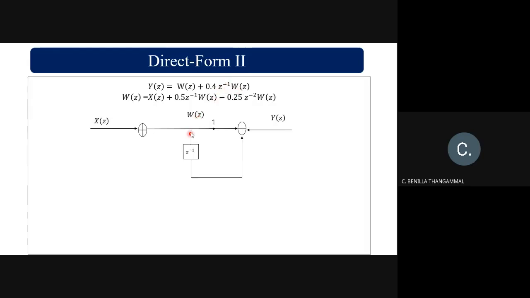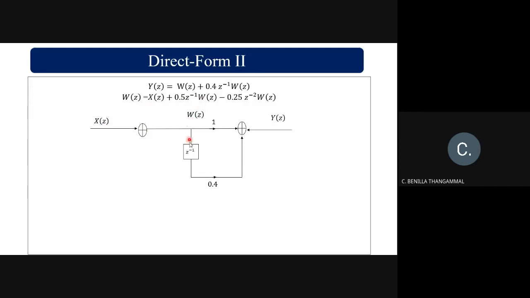So from your w of z, I'm just taking this delay. And what is the multiplication factor here? It's 0.4. Right, so that's it. I have completed the first equation. Now I'll be taking the second equation. So w of z is equal to x of z plus 0.5 z inverse w of z.